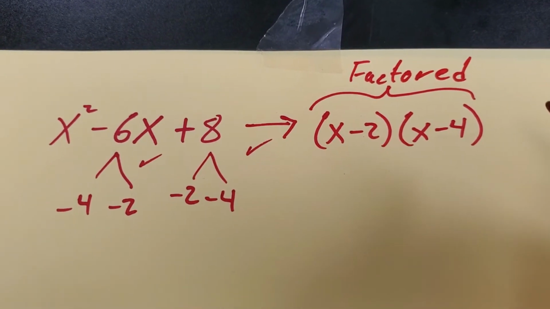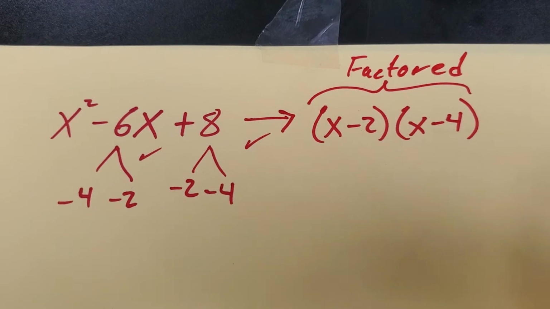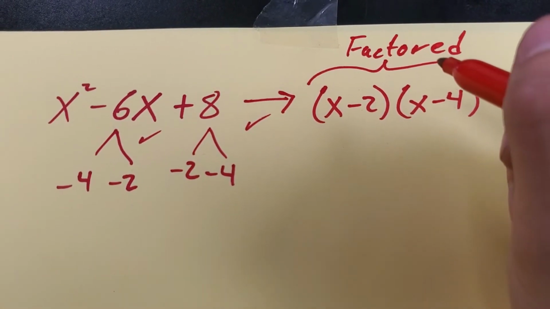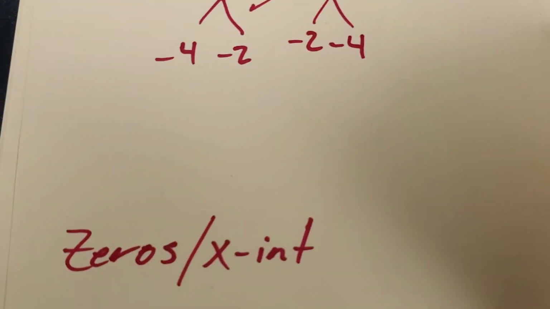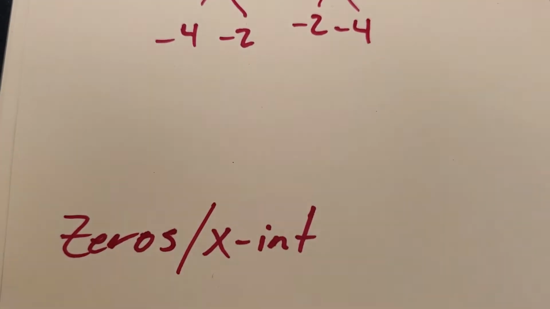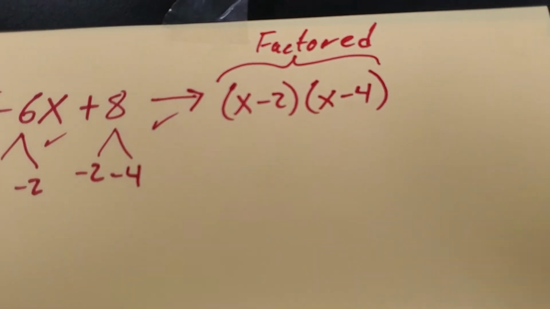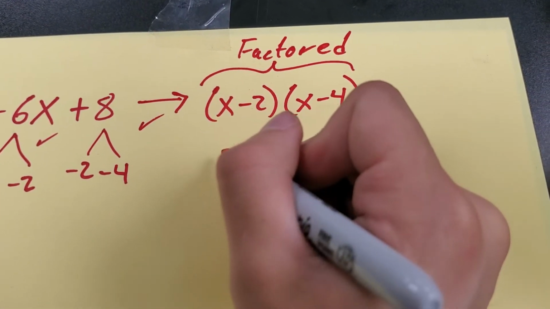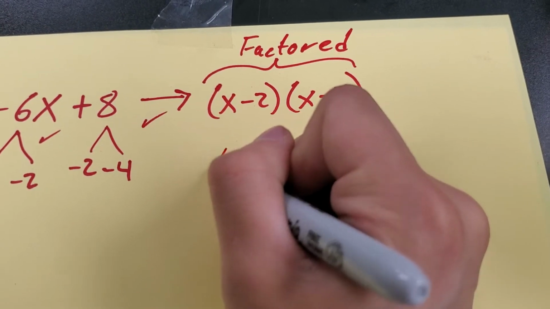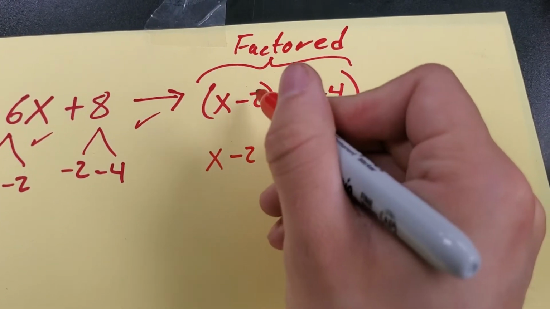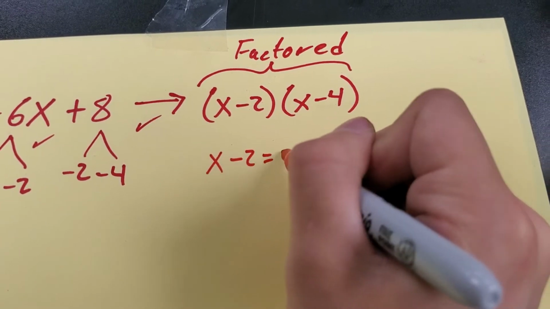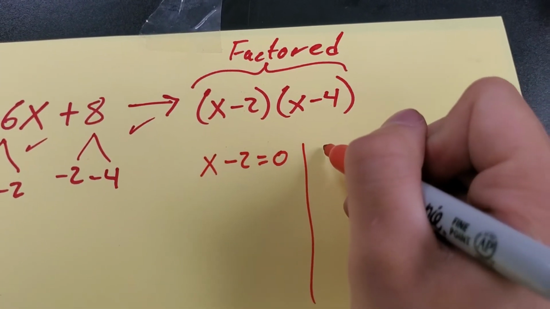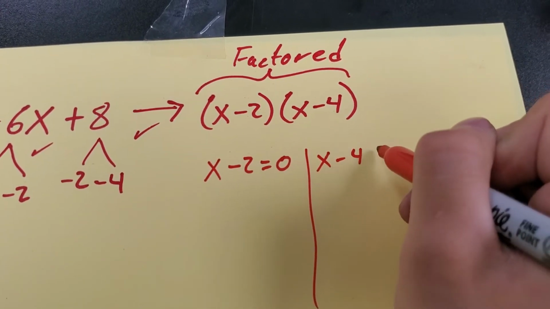Once it's factored, we can find pretty much everything. I can find my zeros or my x-intercepts, whichever you want to call them. To find them, I need to take each factor. Let's take the x minus 2 factor and set it equal to 0. Also, let's take the x minus 4 factor and set it equal to 0.